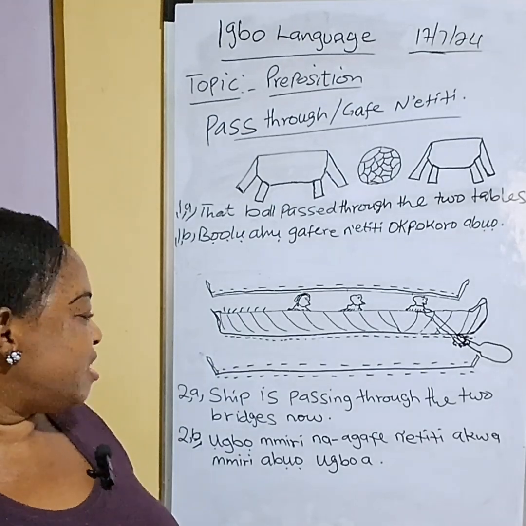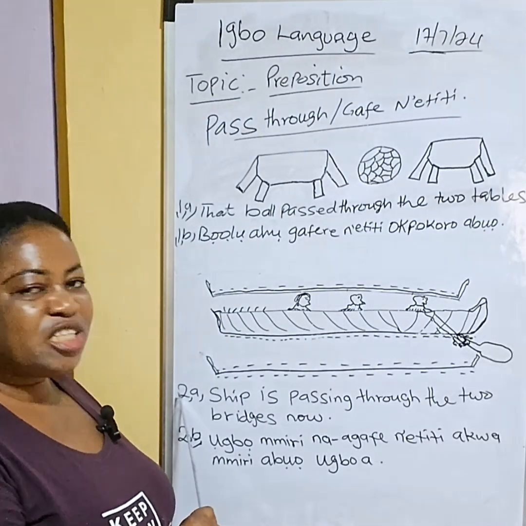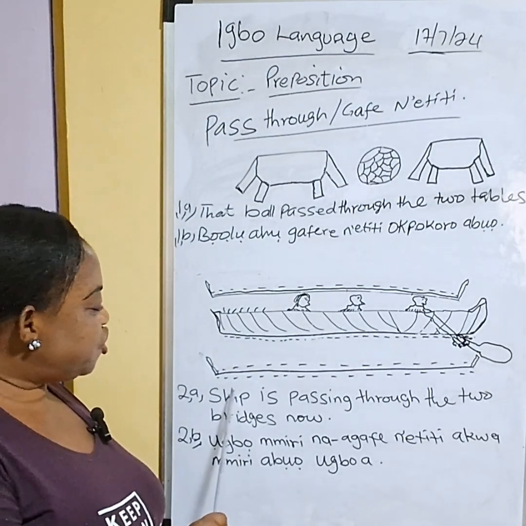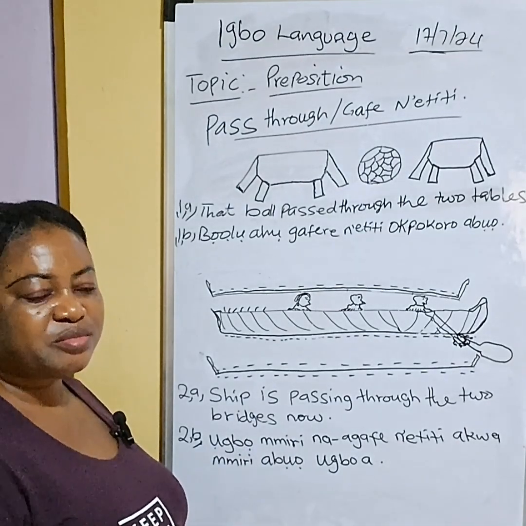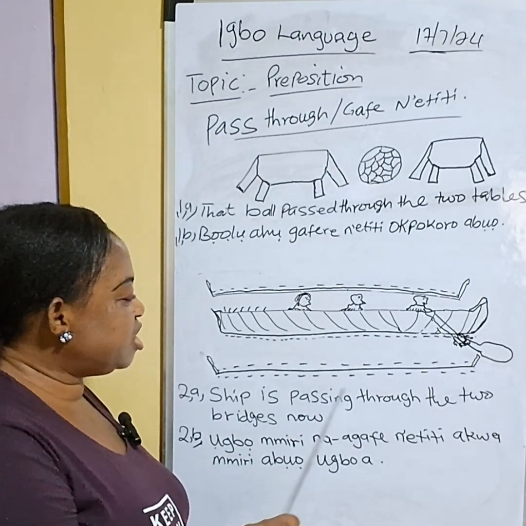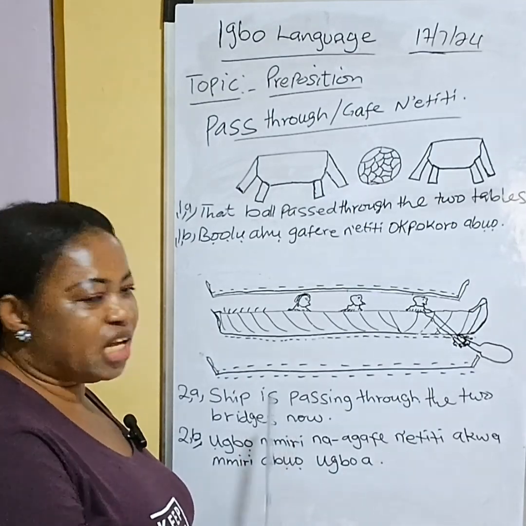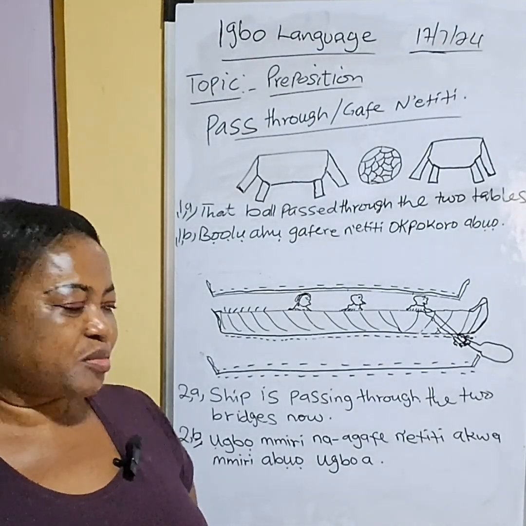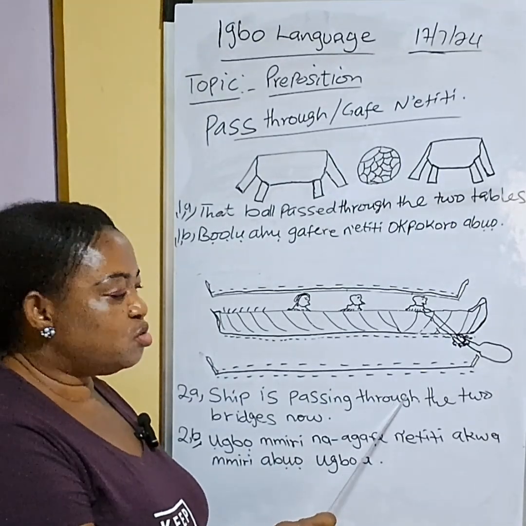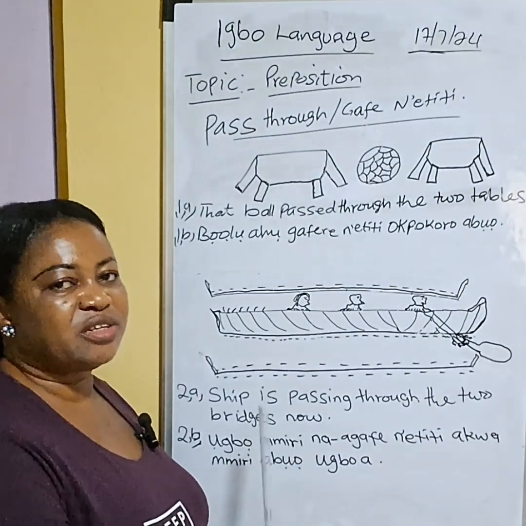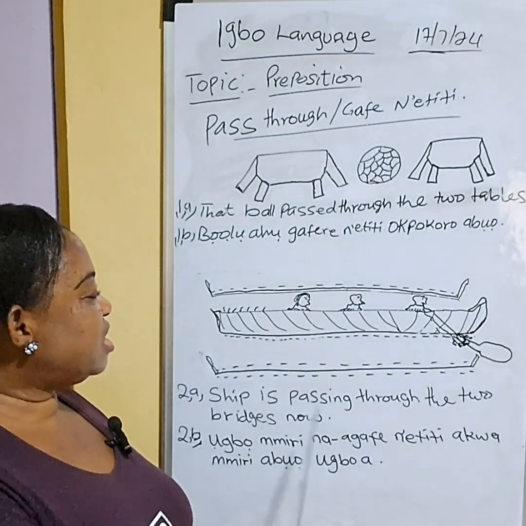Let's see them in sentences, okay? Sentence 2A says, ship is passing through the two bridges now. Ship is passing through the two bridges now. Class, repeat after me. Ship is passing through the two bridges now. Yes. You can see them.